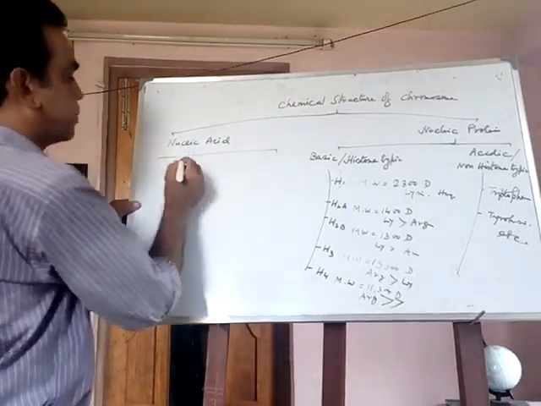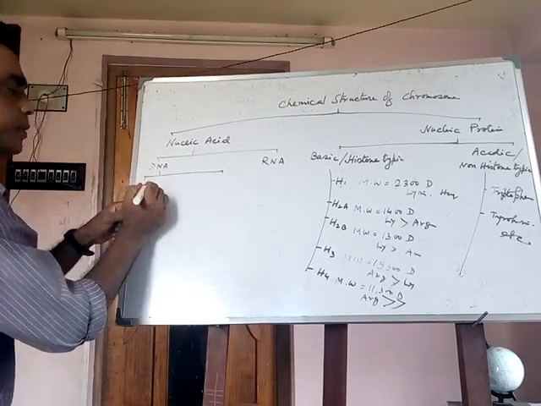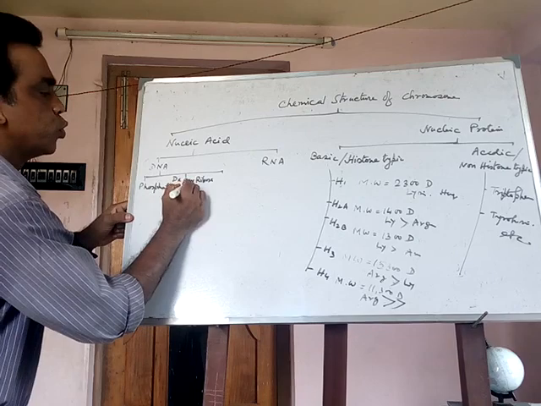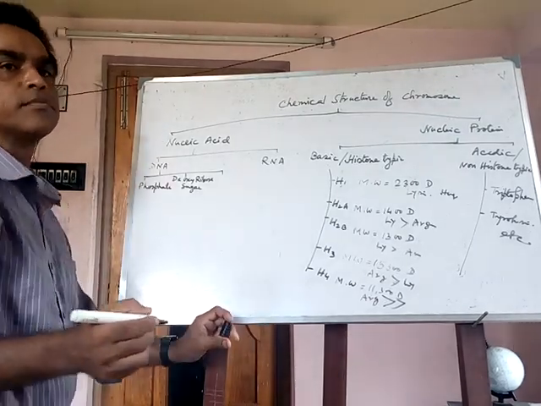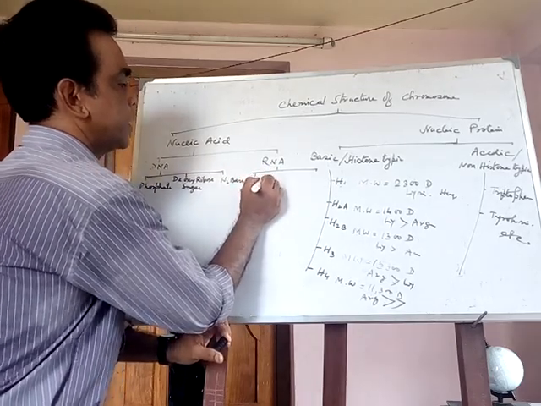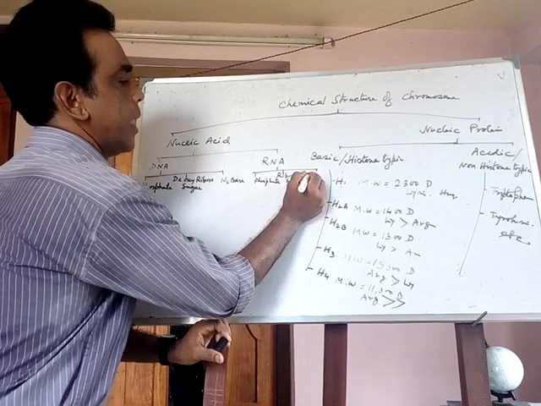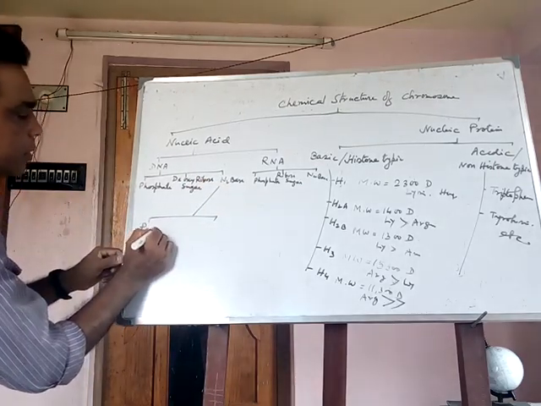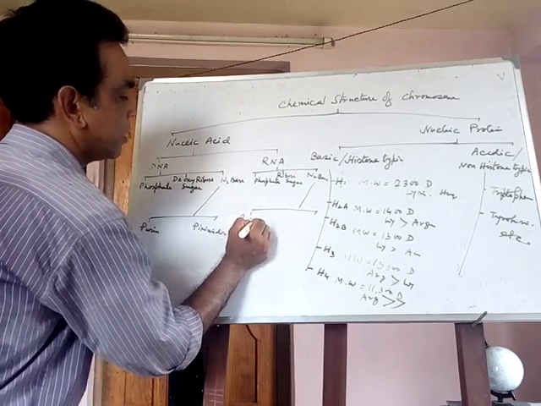There are two types of nucleic acid found in chromosome, that is DNA and RNA. DNA is made up of phosphate, deoxyribose sugar, and nitrogen base. RNA also has phosphate, ribose sugar and nitrogen base. Nitrogen bases are of two types, purine and pyrimidine.